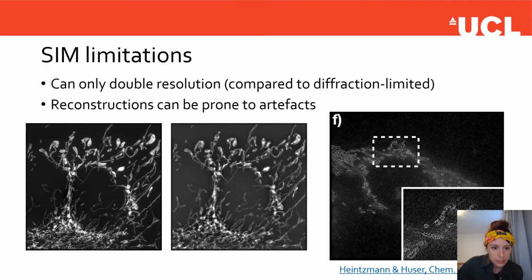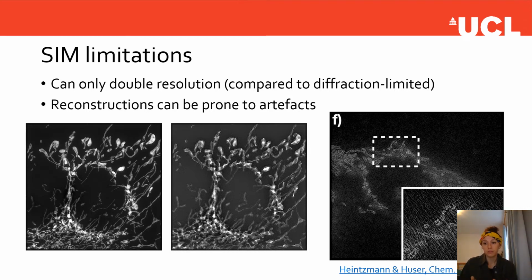So for example, this mitochondrial structure here, you can see in the good reconstruction, it's just one kind of tubule. Whereas in our bad SIM reconstruction, that same structure suddenly looks like two thinner intertwining structures. And that's worrying. That's something you need to be really careful of. There's another example of this here.